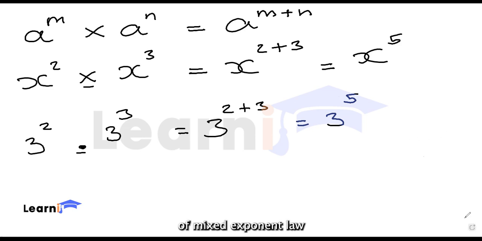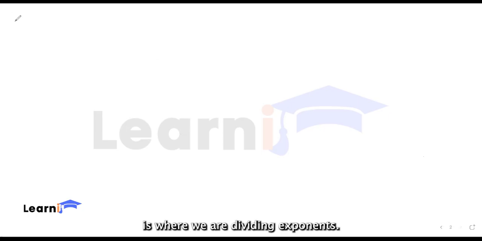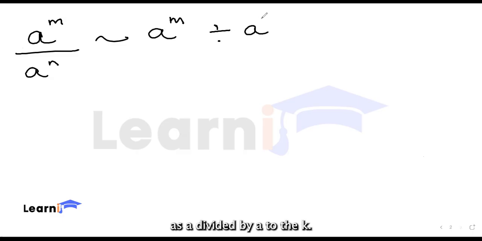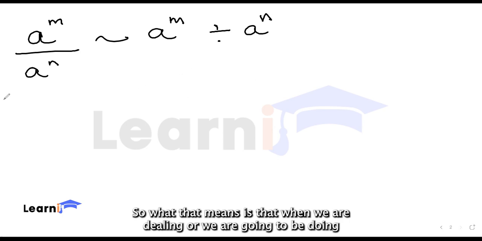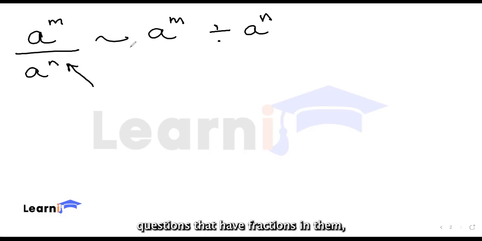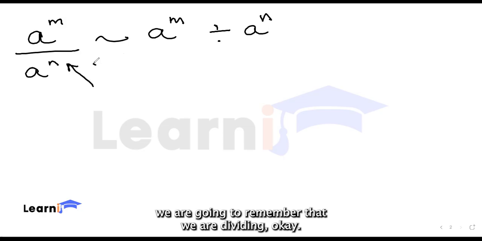Our next exponent law is where we are dividing exponents. So if we have a to the m over a to the n, this is represented as a fraction, and remember that as a fraction, this can also be written as a to the m divided by a to the n. It means the exact same thing. This is used interchangeably. So when we are doing questions that have fractions in them, we are going to remember that we are dividing.